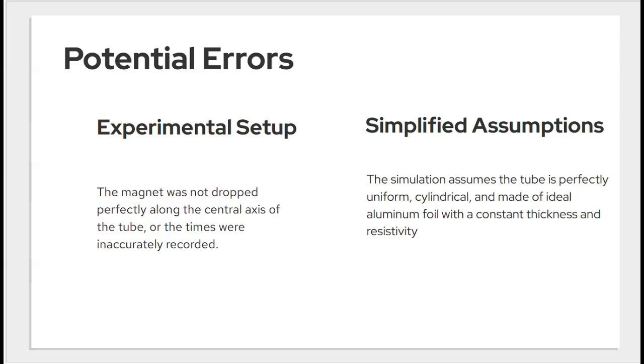So maybe the magnet was not dropped perfectly along the central axis of the tube, or we just inaccurately recorded the times. Also, simplified assumptions. So we assumed the tube was perfectly uniform and cylindrical, and that it was constant in thickness and resistance, which we know might not always be true. But that's why there's a difference between our computational and our experimental calculations.